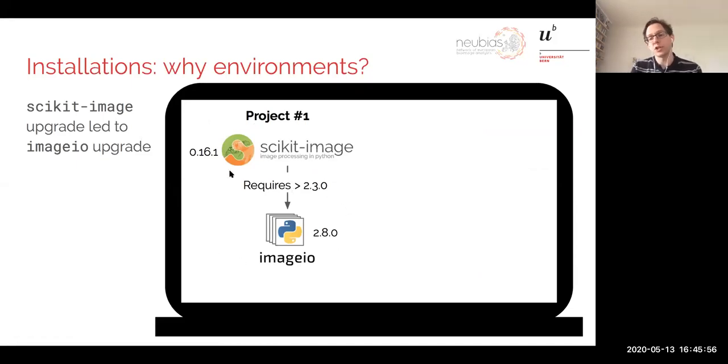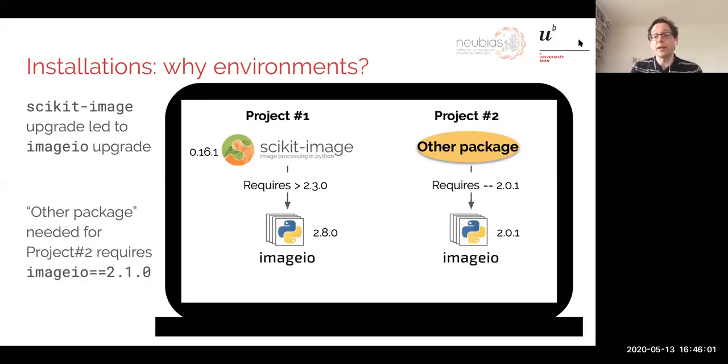Now we have another project. And in that other project, you need another package. And that other package also uses imageio, but has another requirement, and it requires the version to be exactly this version. This is quite rare, but it can happen. So now you have installed this, and now you install a new package, and it requires exactly this. So since things are living in the same space, how are you going to do that?